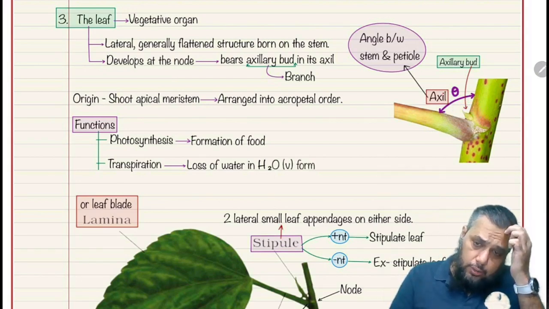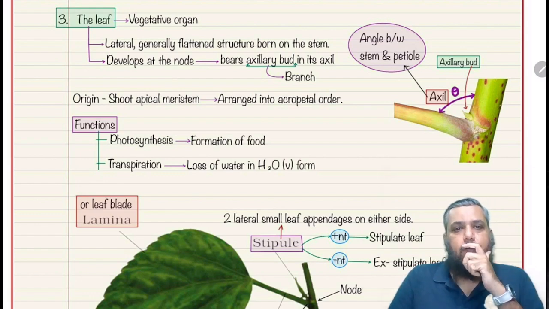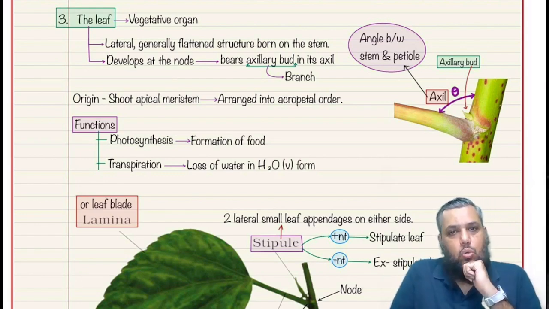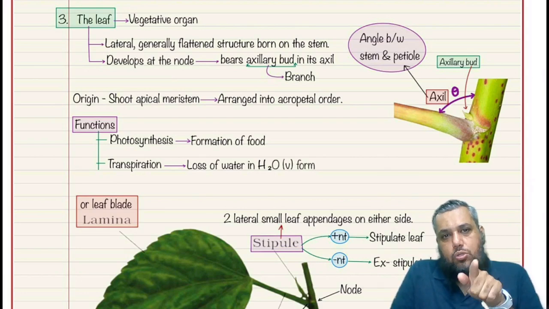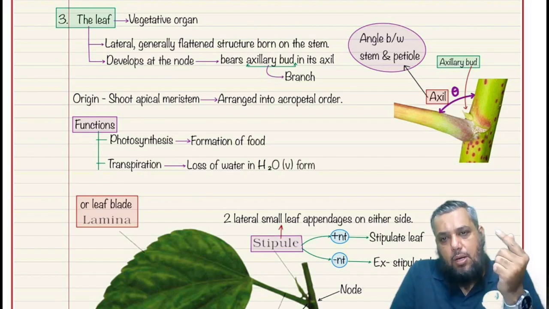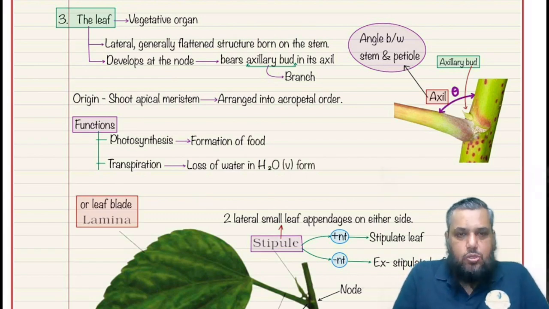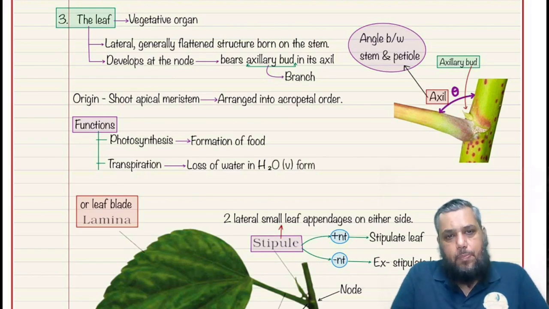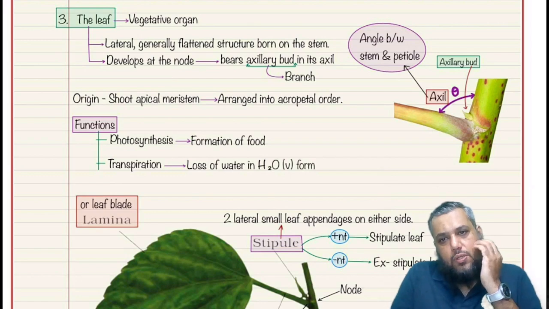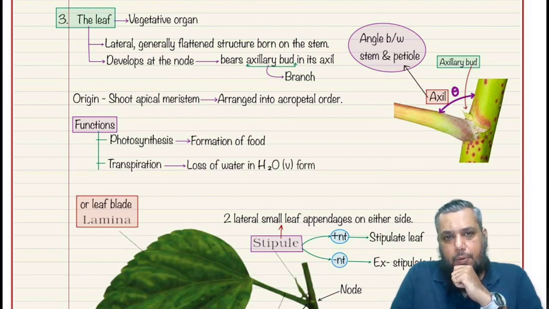So the leaf arises at a point, and the point from where the leaf develops is called a node, and the leaf axil shows the presence of a bud, which is called an axillary bud. You will find that the younger leaves are towards the apex of the plant and the older leaves are towards the base. Such an arrangement is called acropetal order. The main function of the leaf is to perform photosynthesis and provide food to the plant. And it is also involved in the process of transpiration.